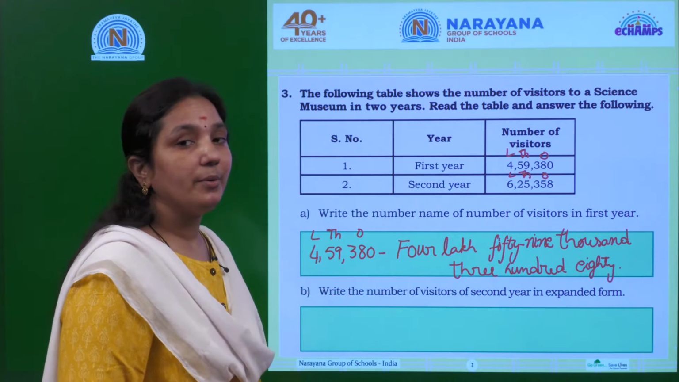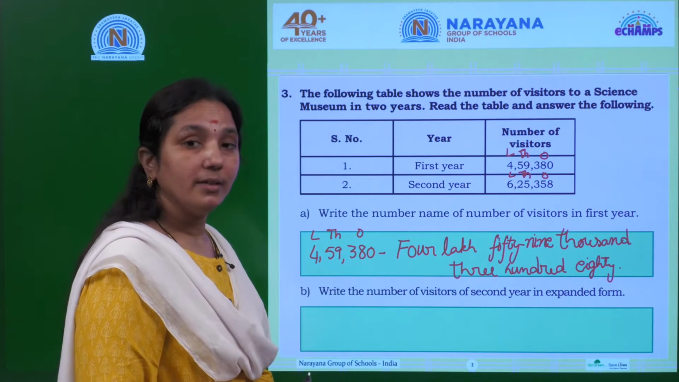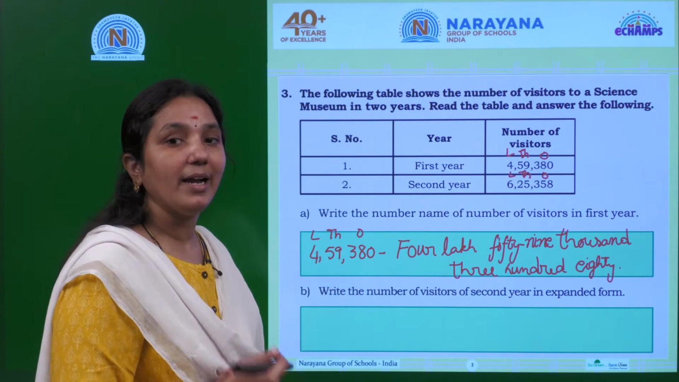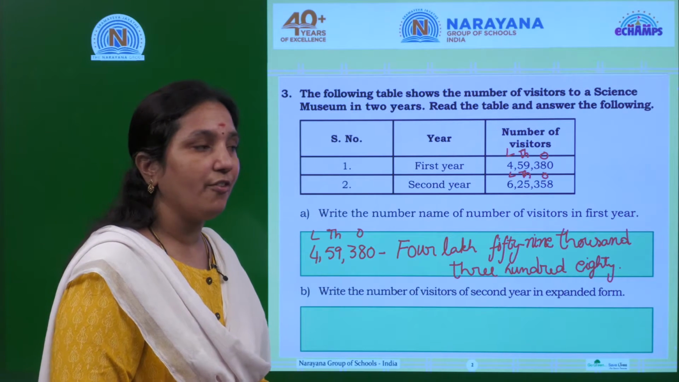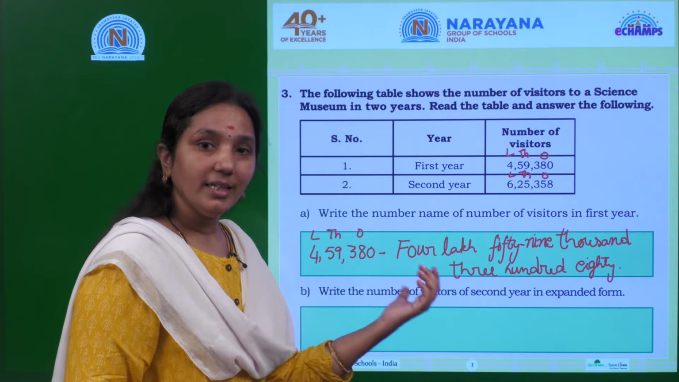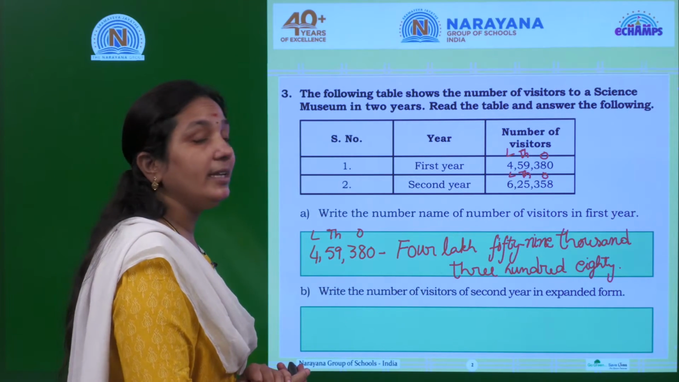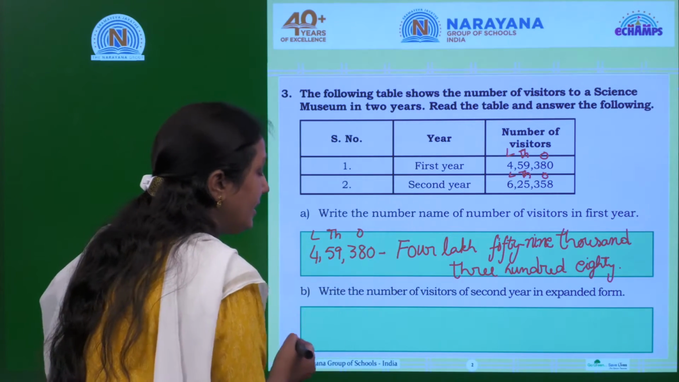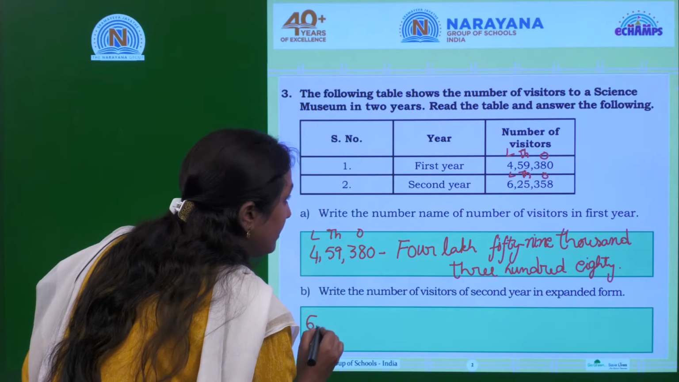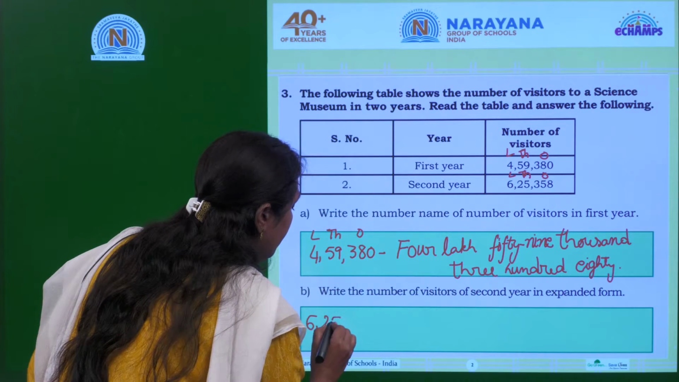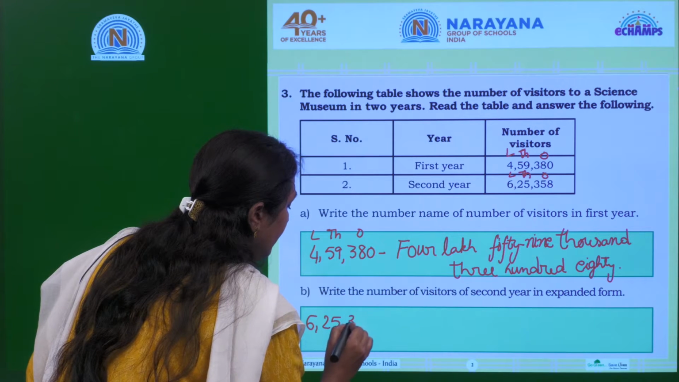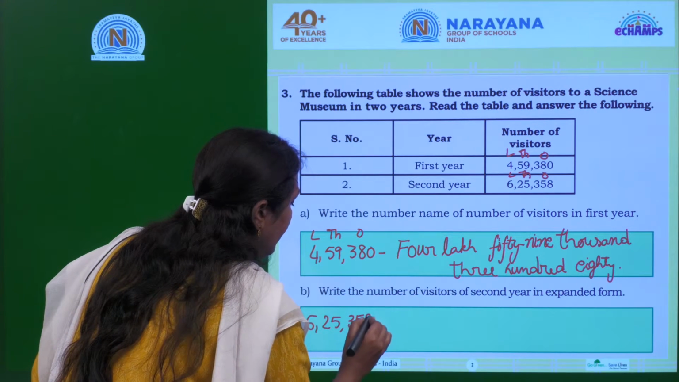Here, what we have to write? Number of visitors in second year we have to write in expanded form. Means sum of the given place values. So here, how many number of visitors are there here in second year? 6,25,358.